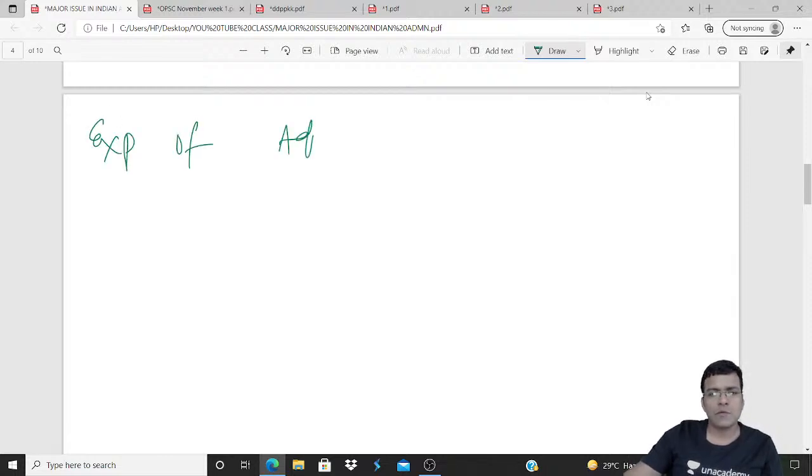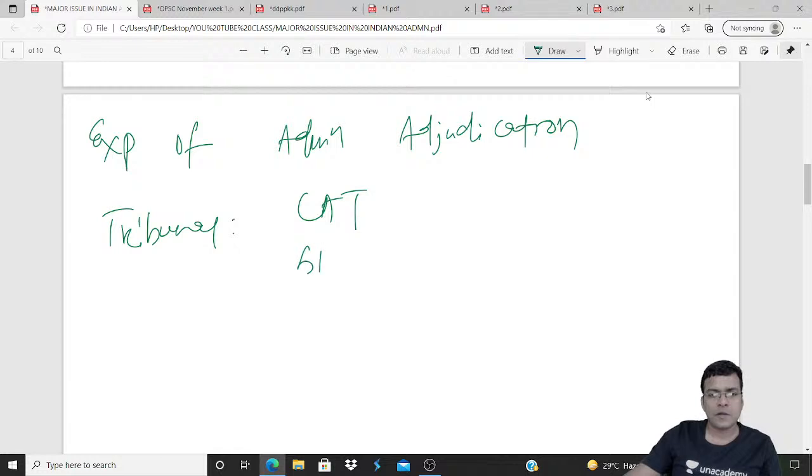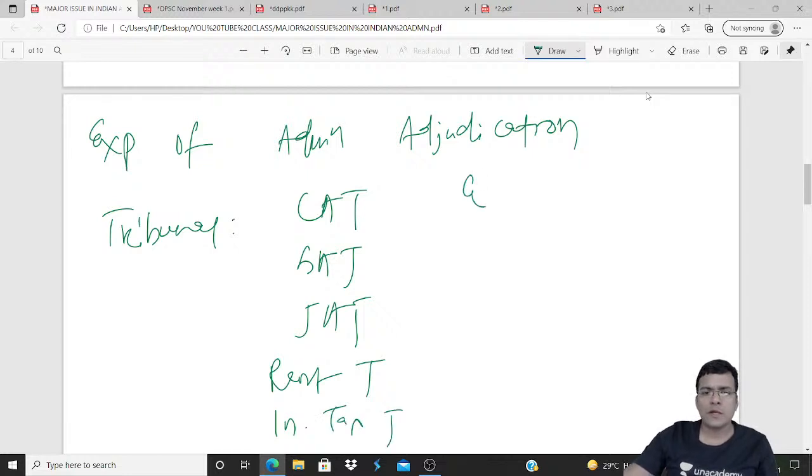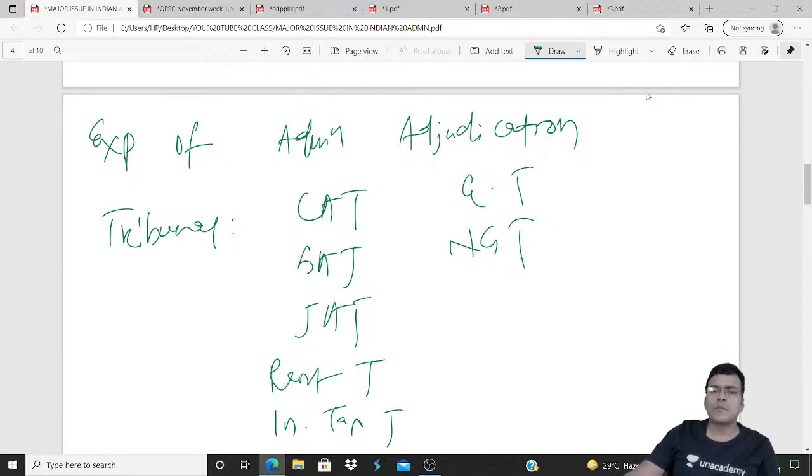Example of administrative adjudication is tribunal, be it CAT, SAT, JET, Central Administrative Tribunal, State Administrative Tribunal, Joint Administrative Tribunal, Rent Tribunal, Income Tax Tribunal, Electricity Tribunal, National Green Tribunal. There are many tribunals. So these are examples of administrative adjudication.